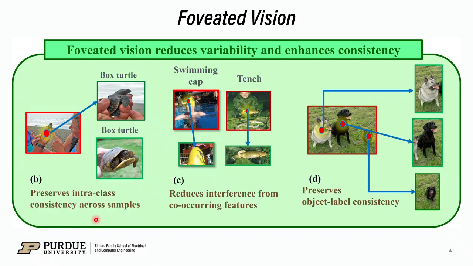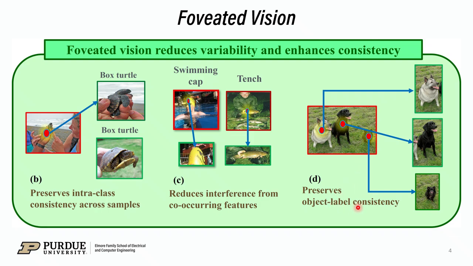That means different samples with the right foreground preserve the key features that are responsible for their classification. The other benefit is that it reduces interference from co-occurring features. Once we foveate on the cap or on the fish, we can remove the background human here, which also benefits learning. The other is it preserves the right object label consistency.